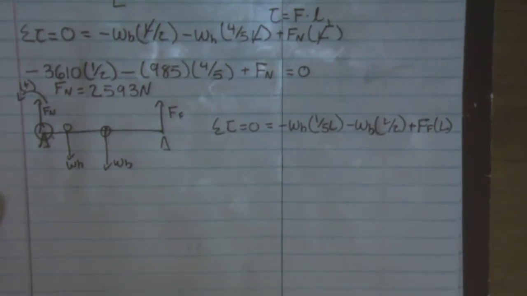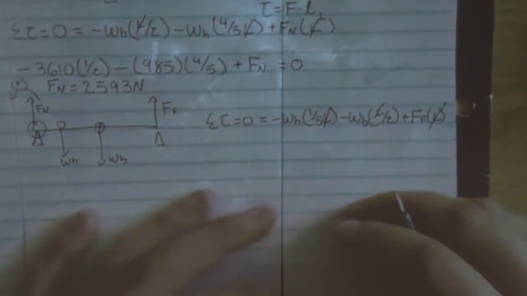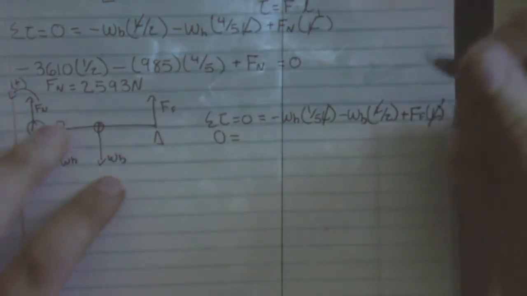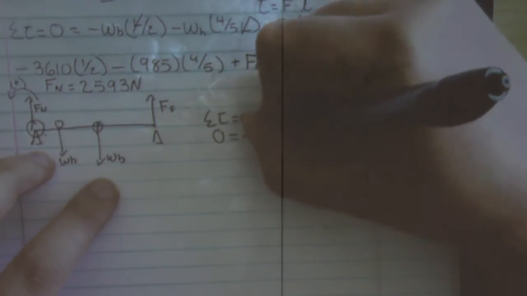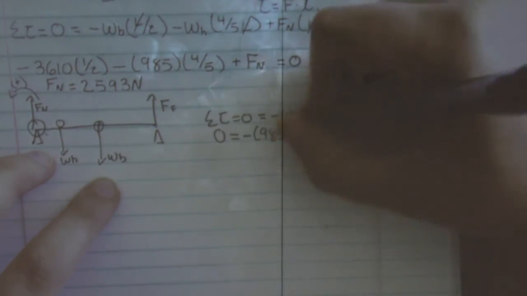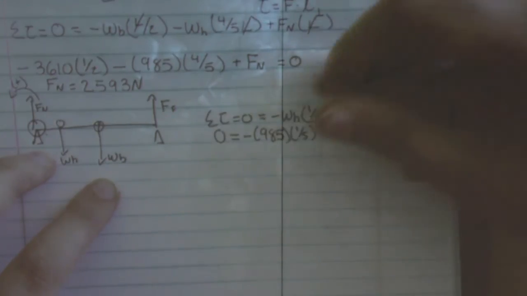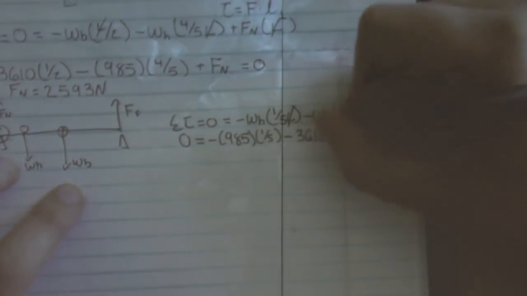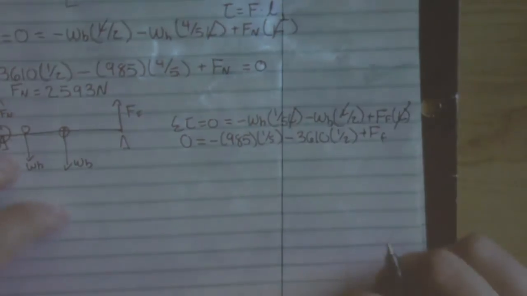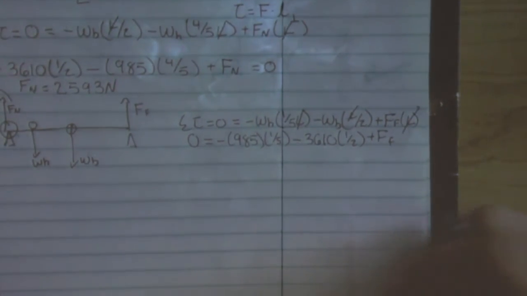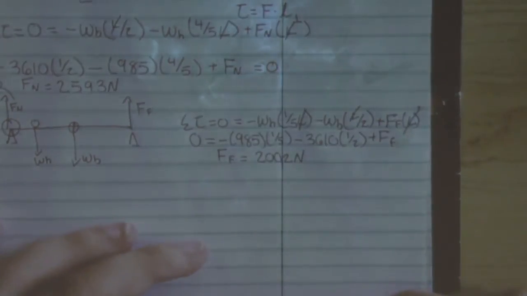So again, we can cancel our L's. Which will leave us with 0 equals negative weight of the hiker, which was 985 times 1/5, minus the weight of the bridge, 3,610 times 1/2, plus F bar. So if you solve this, F far should be 2,002 newtons.